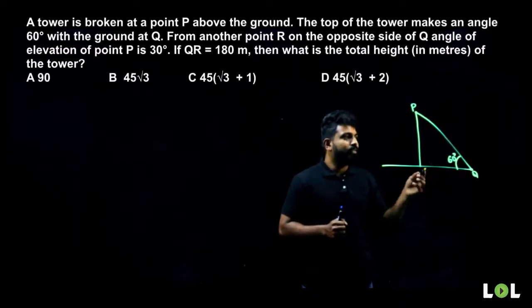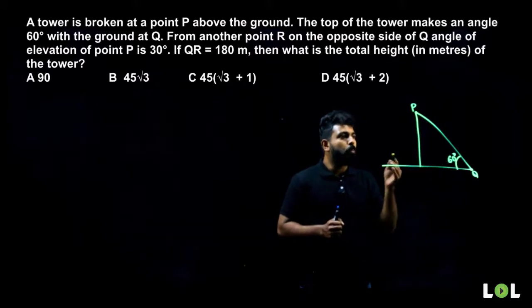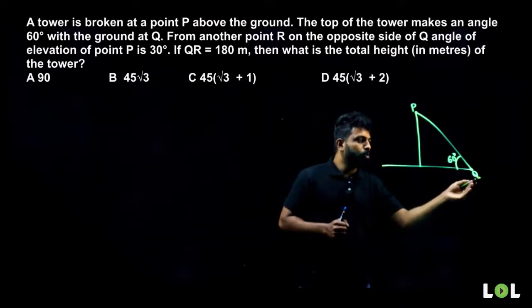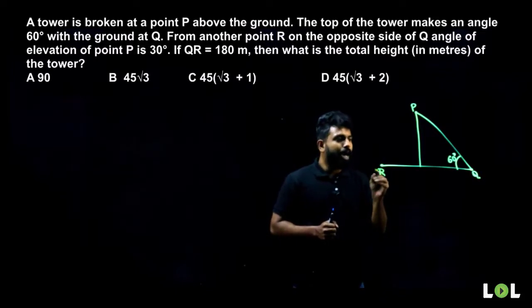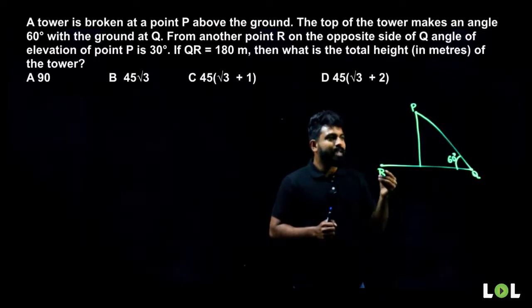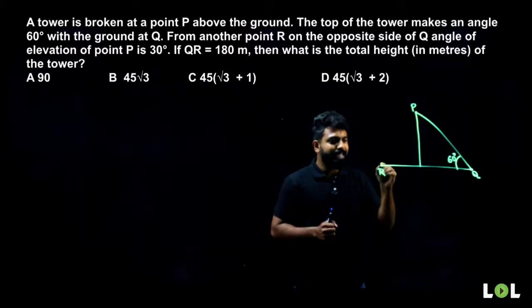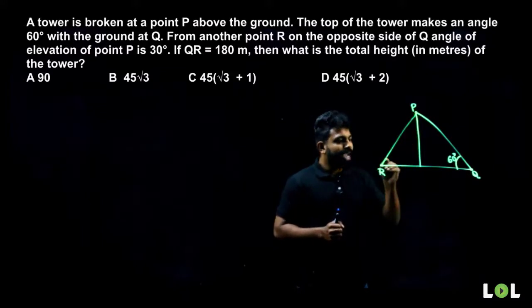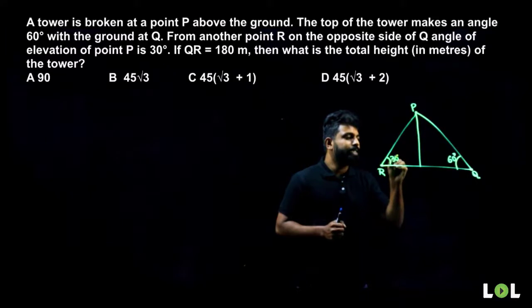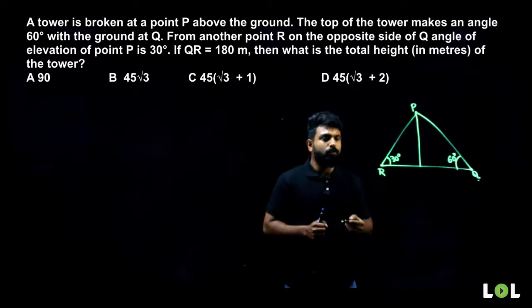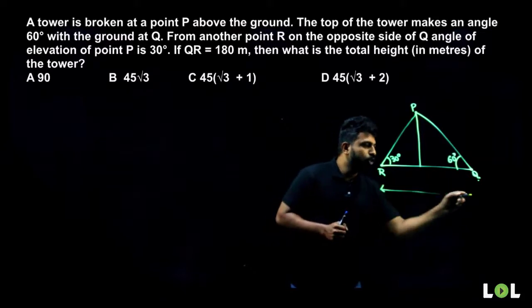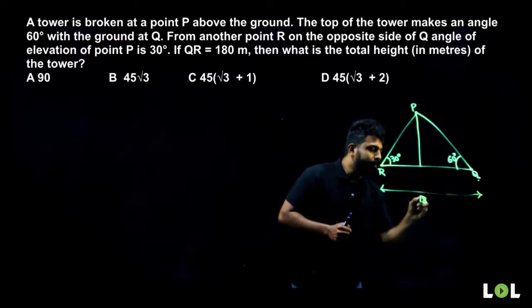Then what are they telling? From another point R on the opposite side of Q. So this is Q, and on the opposite side this will be R. From this point, it makes an angle of elevation of 30 degrees. So this angle here will be 30 degrees. They've given us the total length of QR. So they've told us QR is 180 meters.